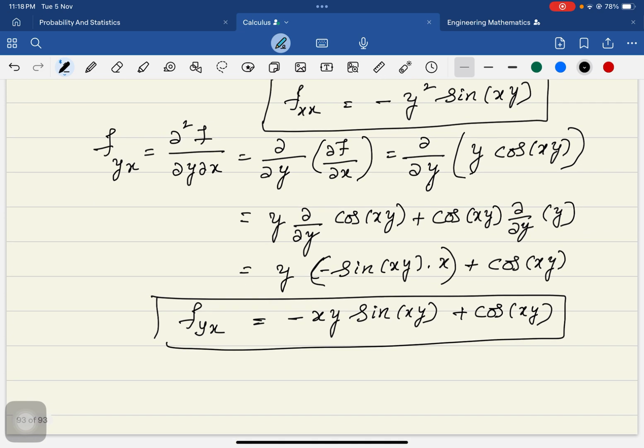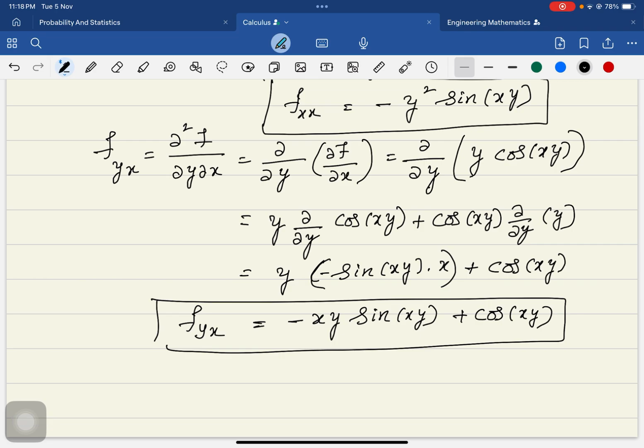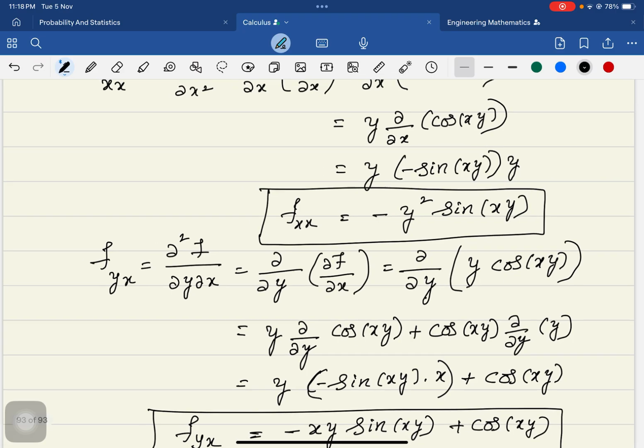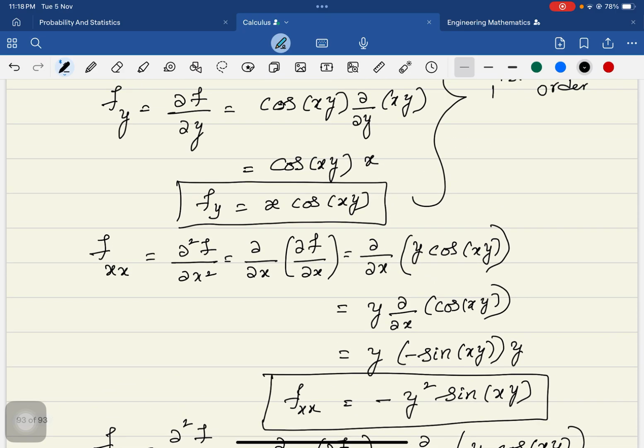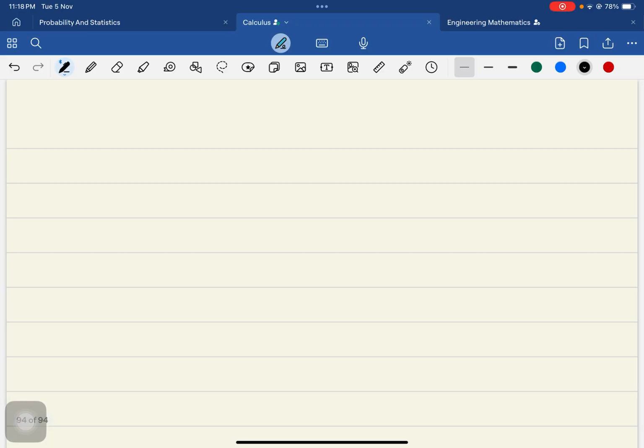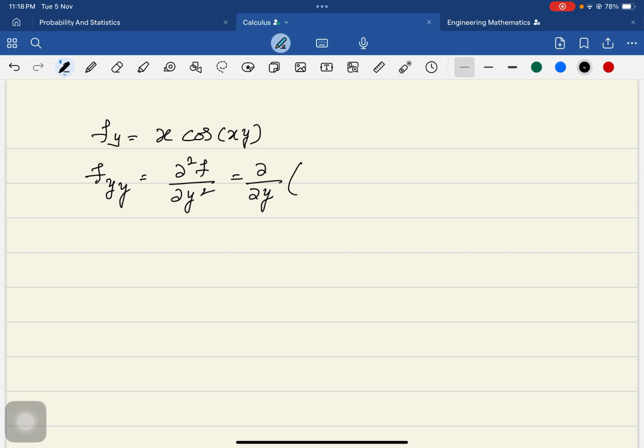And then we need to find out the next one, which is fyy. Let us see that one now. What is fy? It is x cosine xy. x cosine of xy is your fy. Okay. Now we need to find out fyy. That means ∂²f/∂y². So that is ∂/∂y of ∂f/∂y. Now that is given by ∂/∂y of x times cosine of xy.